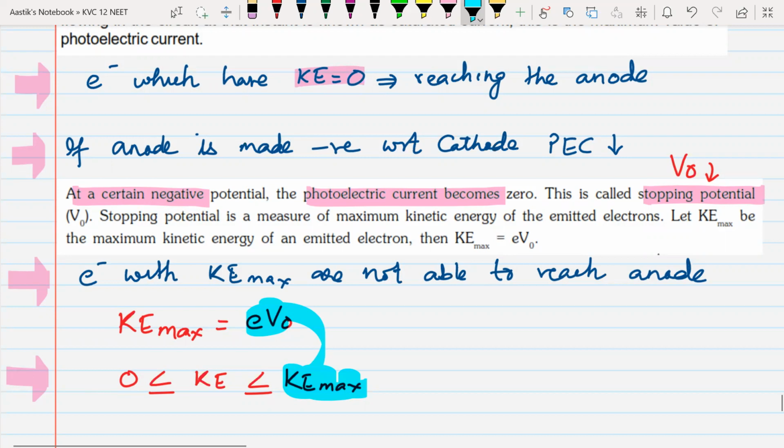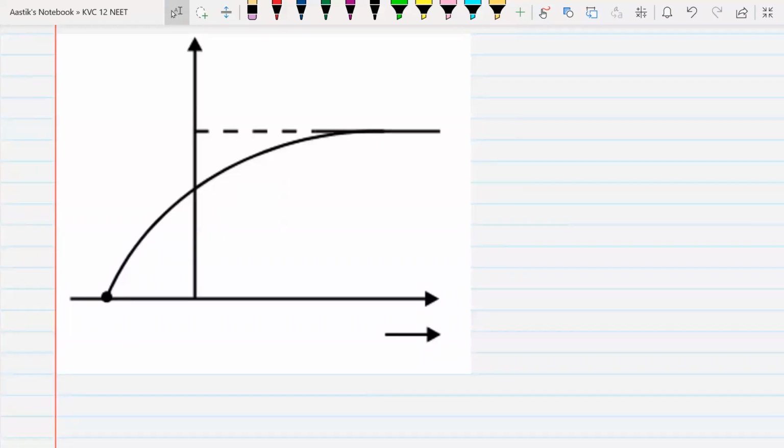I have not named this graph so that I can name it in front of you, so that you understand what the elements in this graph are. So here is the graph. What is plotted on the x-axis and what is plotted on the y-axis? The anode potential is plotted on the x-axis and the photoelectric current is plotted on the y-axis. Do we understand this?